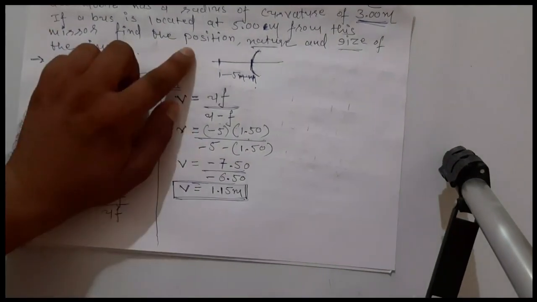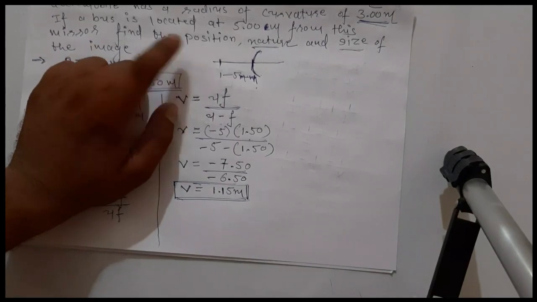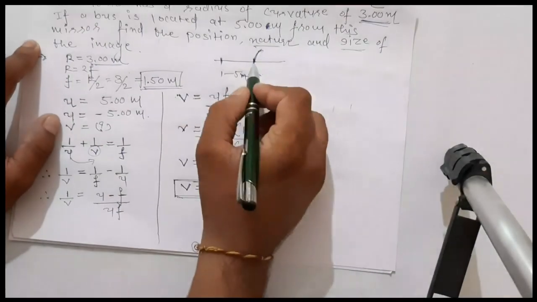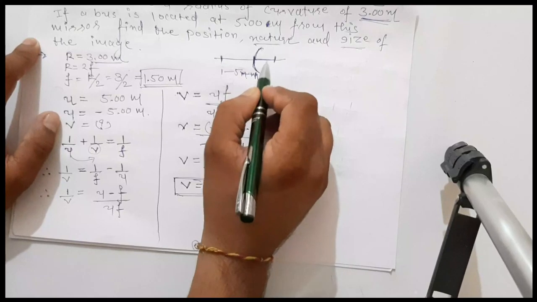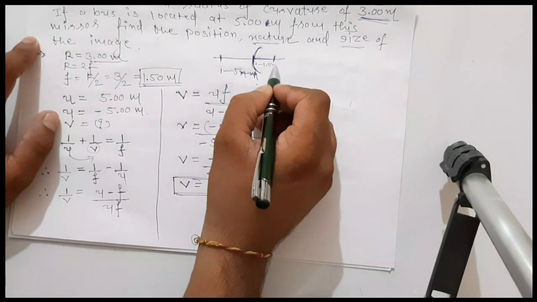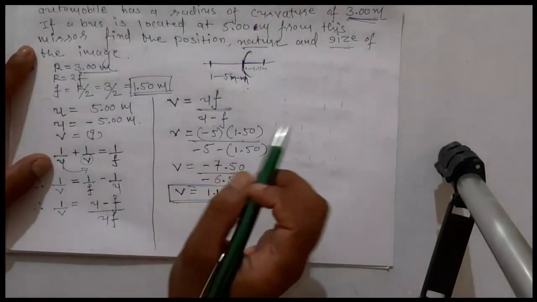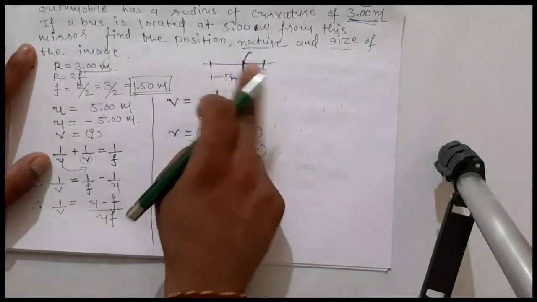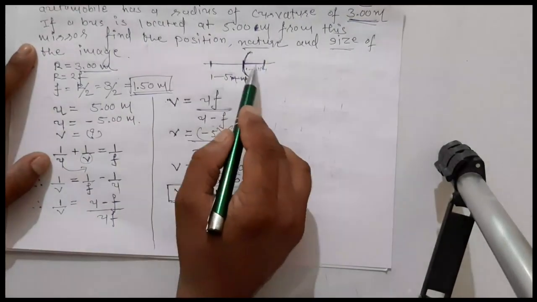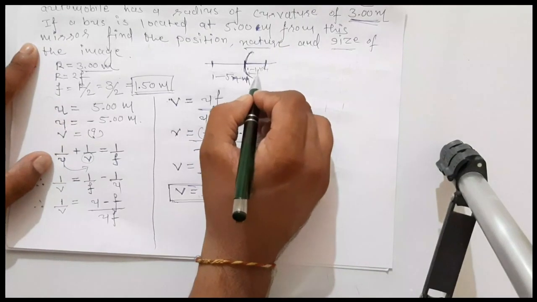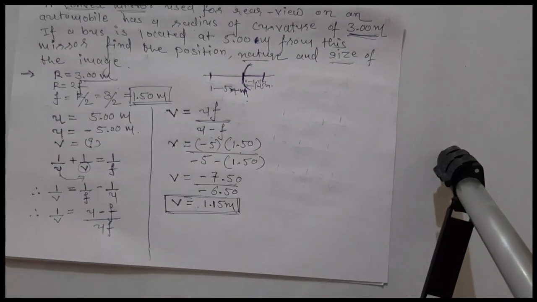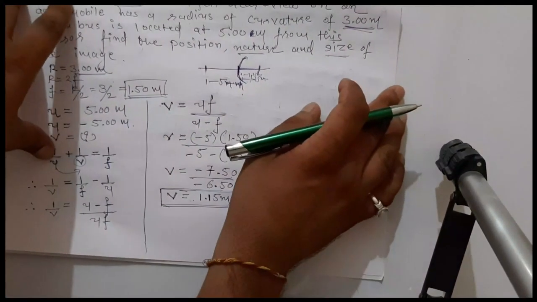Now what we got is only the position of the image, okay. Our image will be at 1.15 meter from the pole. So on this side it will be 1.15 meter. So we got the position of where our image will be. It will be at the right hand side, because here you can see the answer we are getting is positive, and this distance will be 1.15 meter, okay. So at 1.15 meter we will get it. Now we have to find out nature and size. For that we have to find out the magnification.